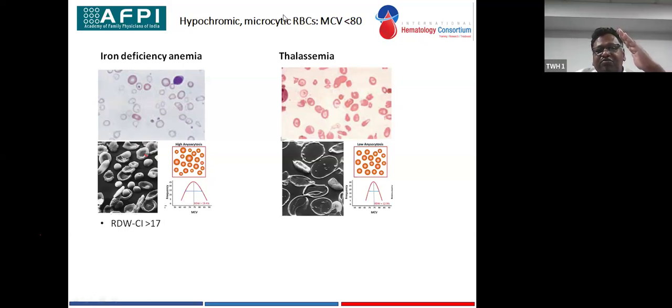If your MCV is low, but your RDW is more than 17, then you have small cells and you have big cells. Pathologists call this anisocytosis. But if your RDW is normal, less than 17, then most of the cells are of the same size. They may have less hemoglobin, they may be smaller, but you don't have different sizes, right?